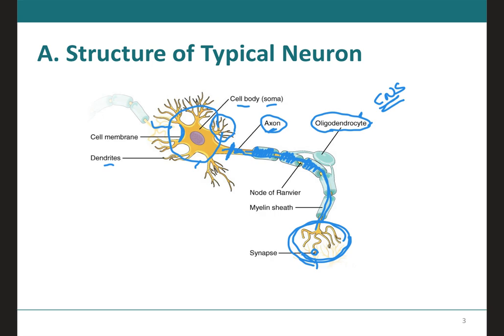And the last structure that we can see are these spaces that are left by the oligodendrocytes that are called nodes of Ranvier. And this is going to be important to transmit this information that's going down the axon a little bit faster. And we will see this later on. But just keep in mind the function of the node of Ranvier.